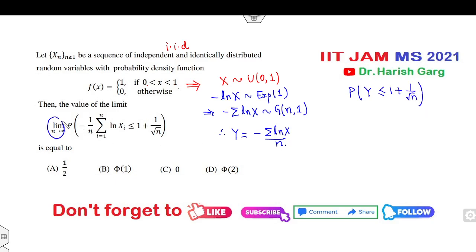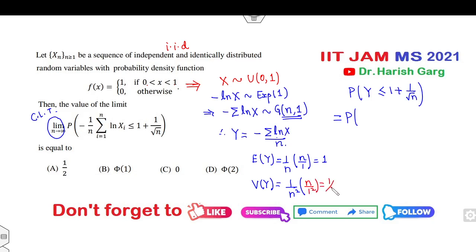As n approaches infinity, I can apply the central limit theorem. So you can convert into the Z. What is the mean of Y? It's a gamma distribution. The mean is n over 1, that is n. What is the variance of Y? The variance of the gamma distribution is n over 1 square, that is n.